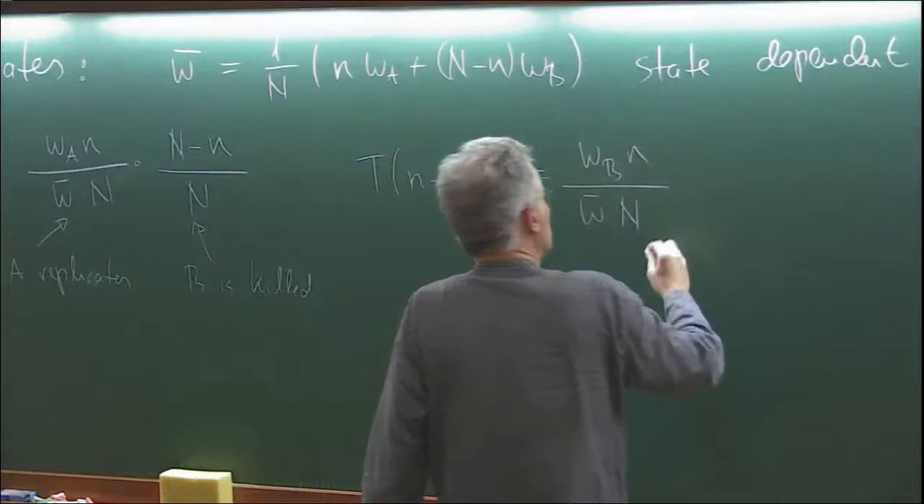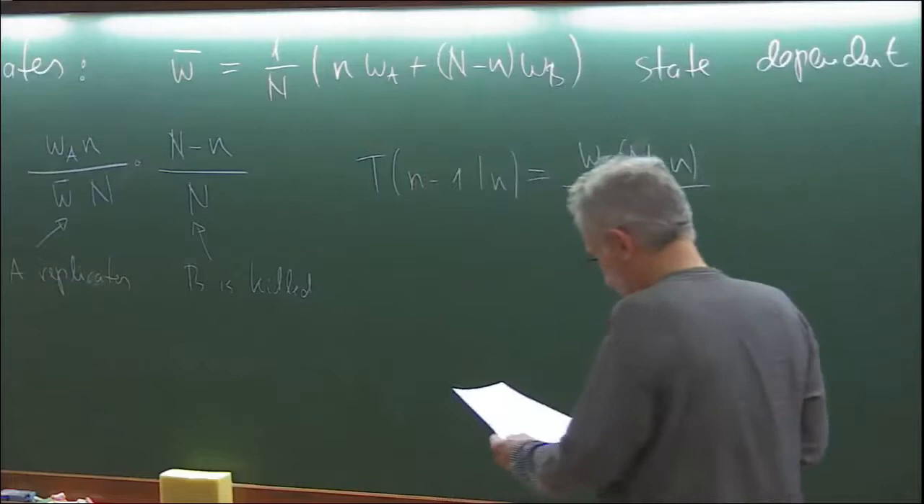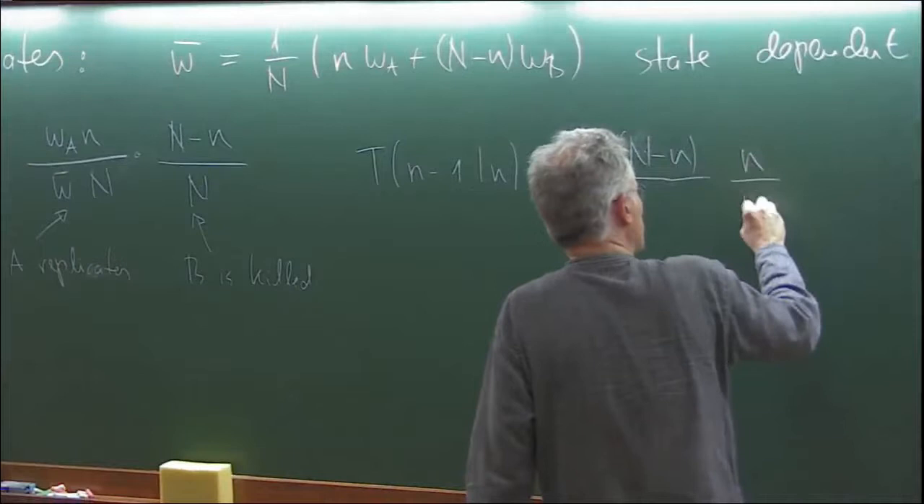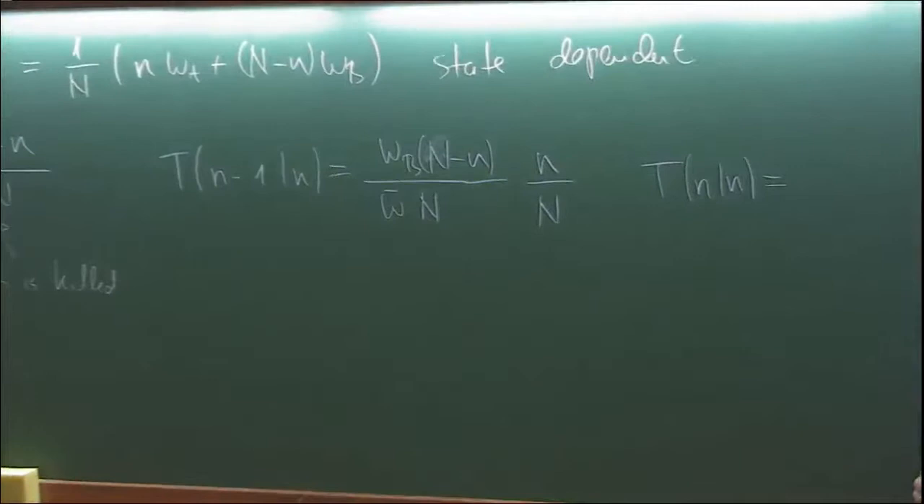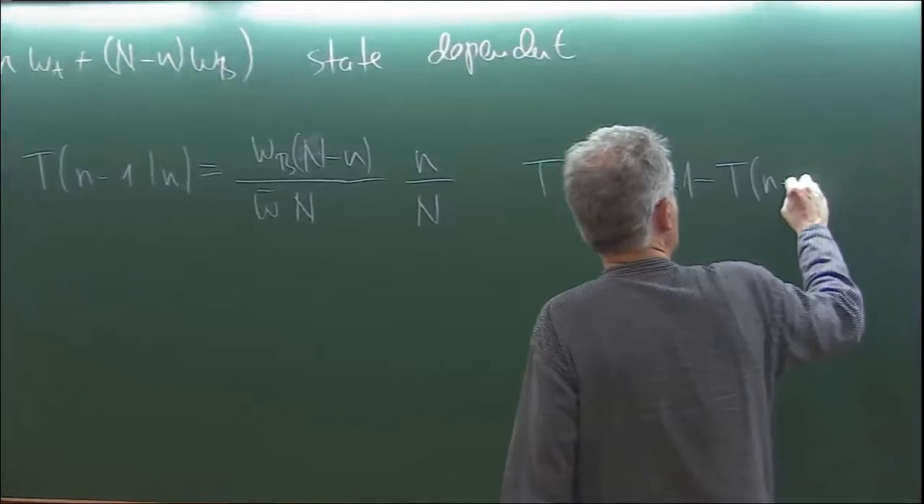This is the probability of choosing a B individual for replication and choosing an A individual for death. And then the third one you can write down analogously, but of course you can also just invoke normalization, because obviously the process has to go somewhere in one time step. So this is just equal to one minus the sum of the other two rates.